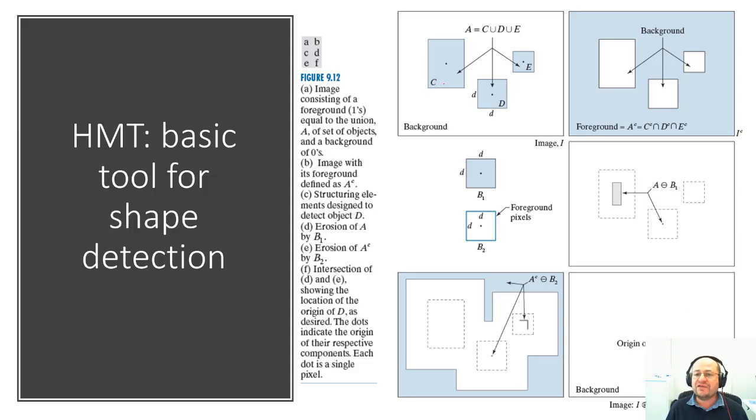So let's see, we have this image composed of three rectangles: rectangle E, rectangle C, and rectangle D. Let's suppose that I want to find the location of only rectangle D. So the idea is that you get two structuring elements exactly of the same size and shape as D. With B1 I'm going to erode the foreground objects, and with the other one I'm going to erode the complement, the background objects.